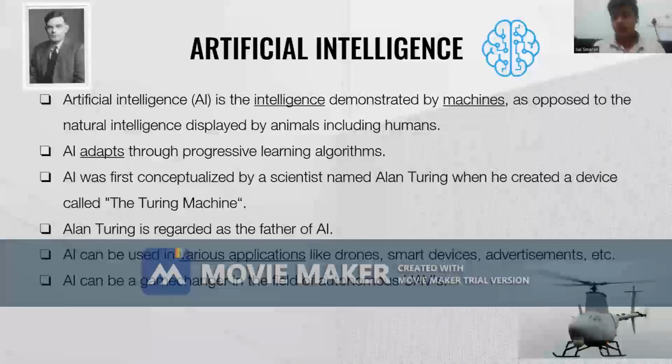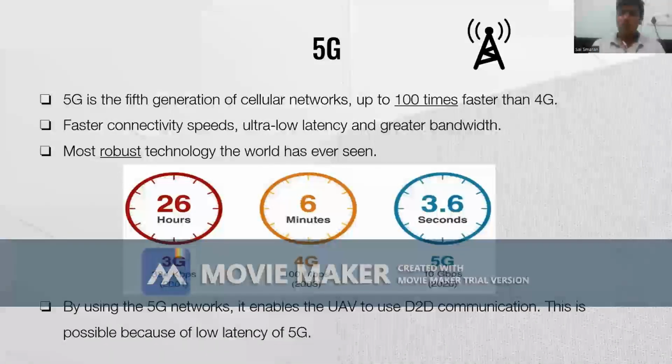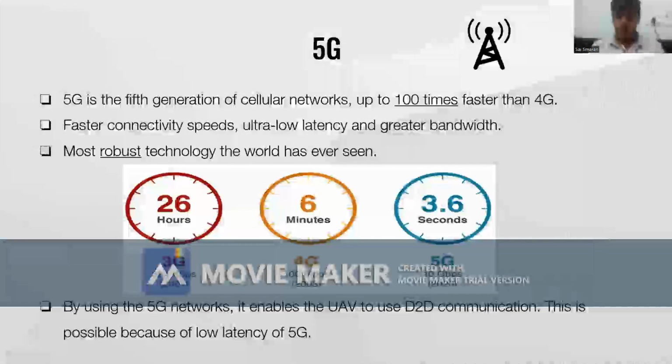Moving on, 5G. Why is 5G used, and what is 5G? 5G is the fifth generation of cellular networks. It is almost 100 times faster than the existing 4G cellular network. A brief comparison can be seen in the image. To download a 1 GB file, 5G takes 3.6 seconds, 4G takes 6 minutes, and 3G takes 26 hours.